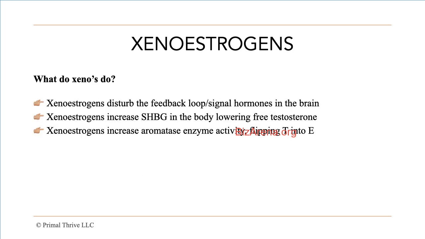So what do xenoestrogens do? They disturb the feedback loop to the brain, and therefore they disturb the hormonal releases. They also increase SHBG in the liver and therefore lower free testosterone, and they can increase aromatase activity and therefore flip testosterone into estrogen. So as you can see, xenoestrogens are very aggressive forms of man-made estrogens.